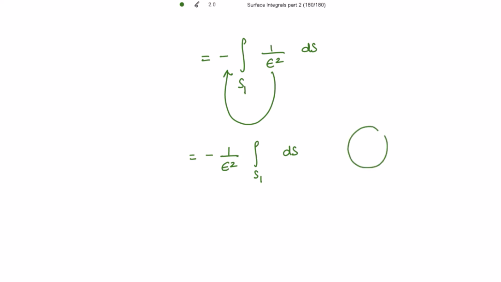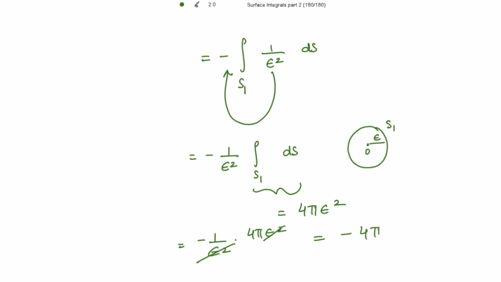Now this is your sphere S1 centered at O with radius epsilon. So this surface integral is 4 pi epsilon square, right? 4 pi r square, r is epsilon here. So its value is 4 pi epsilon square. So this is equal to minus 1 divided by epsilon square times 4 pi epsilon square. So these two cancel out and we finally get this to be equal to minus 4 pi.